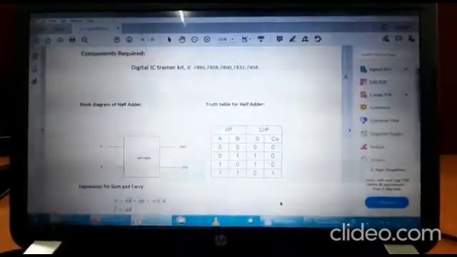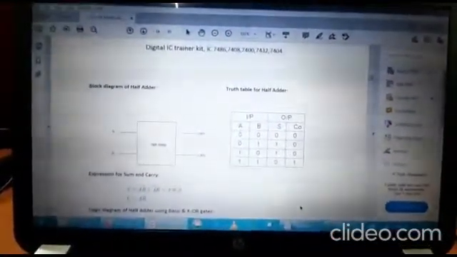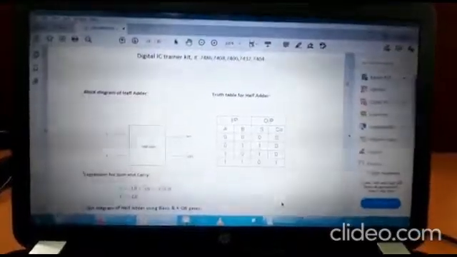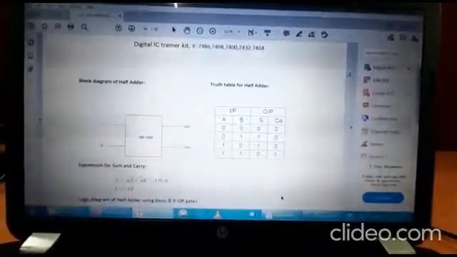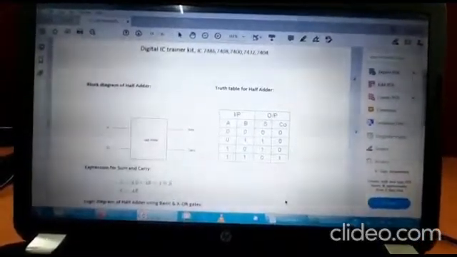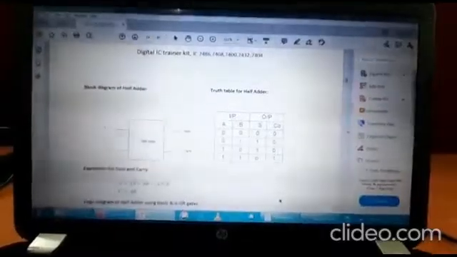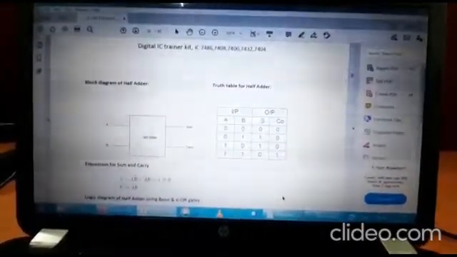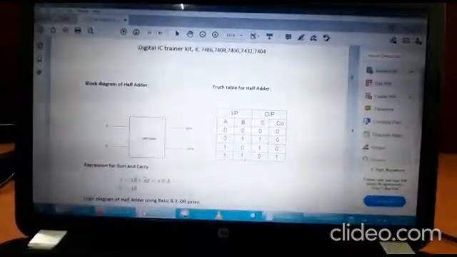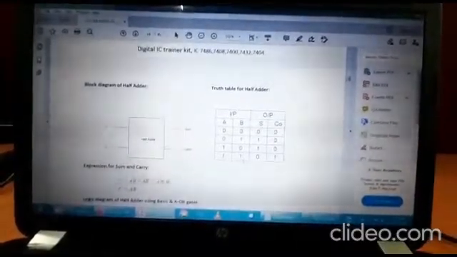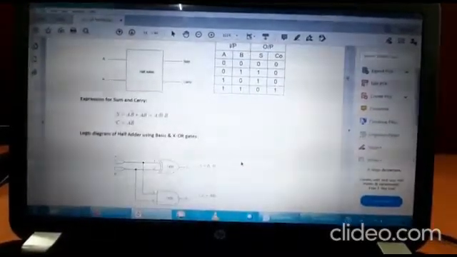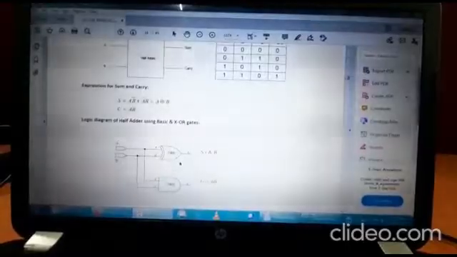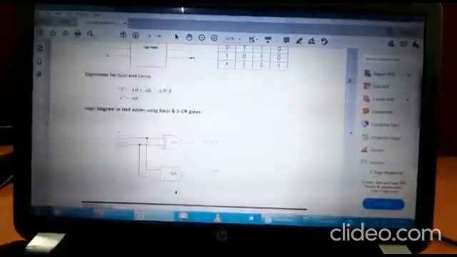So the expressions for sum and carry can be obtained by putting the high outputs for sum and carry in a two variable K-map, and you are able to get the expression for sum equal to A XOR B and carry equal to AB. So carry can be implemented by using one AND gate and sum can be implemented by an XOR gate. So this is the diagram of a half adder circuit. You can see we have implemented it using one XOR and an AND gate.